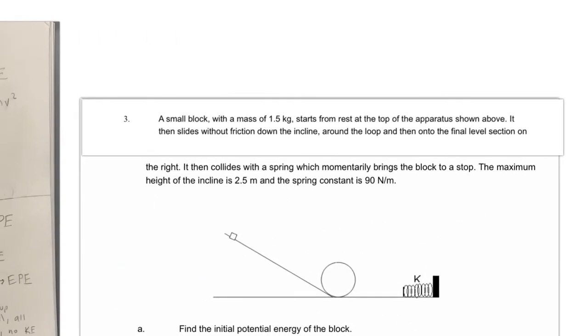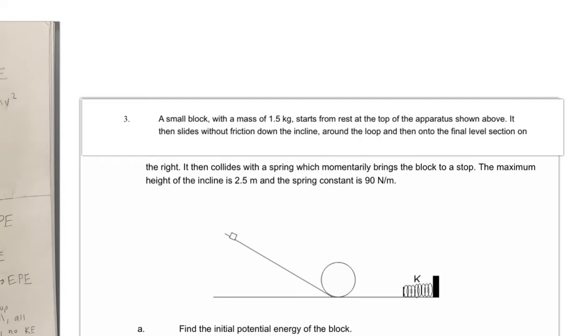And looking at the first problem. A small block with a mass of 1.5 kilograms starts from rest at the top of the apparatus. Now they're saying shown above, but it's really this. Okay, so that's a formatting issue. It then slides without friction down the incline around the loop and then onto the final level section on the right. It then collides with a spring, which momentarily brings the block to a stop. The maximum height of the incline is 2.5, and the spring constant is 90.